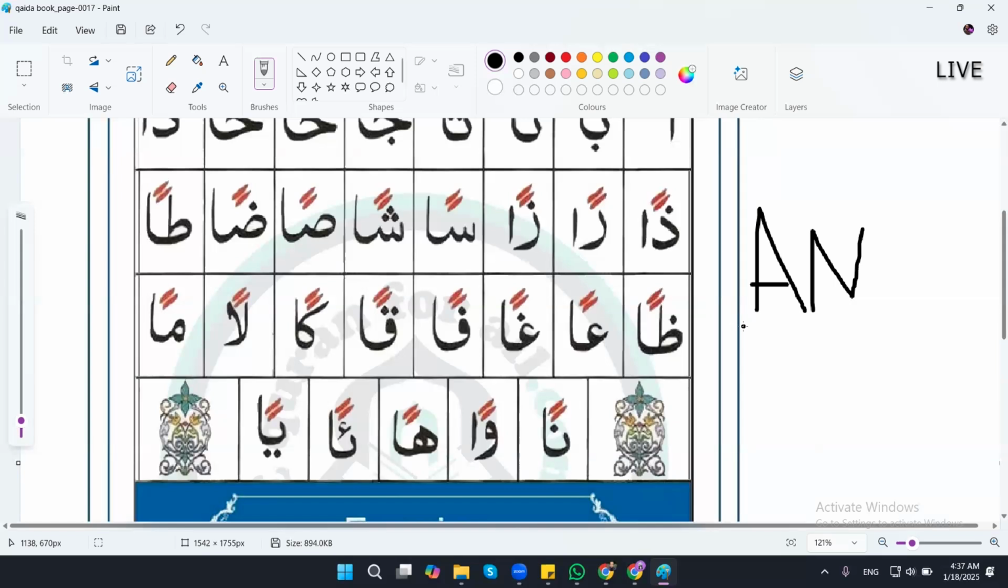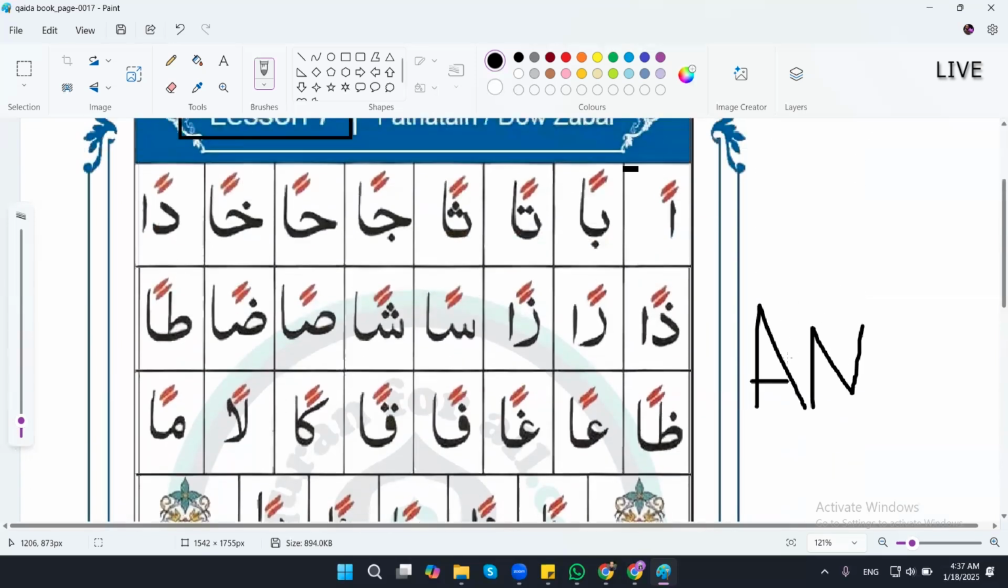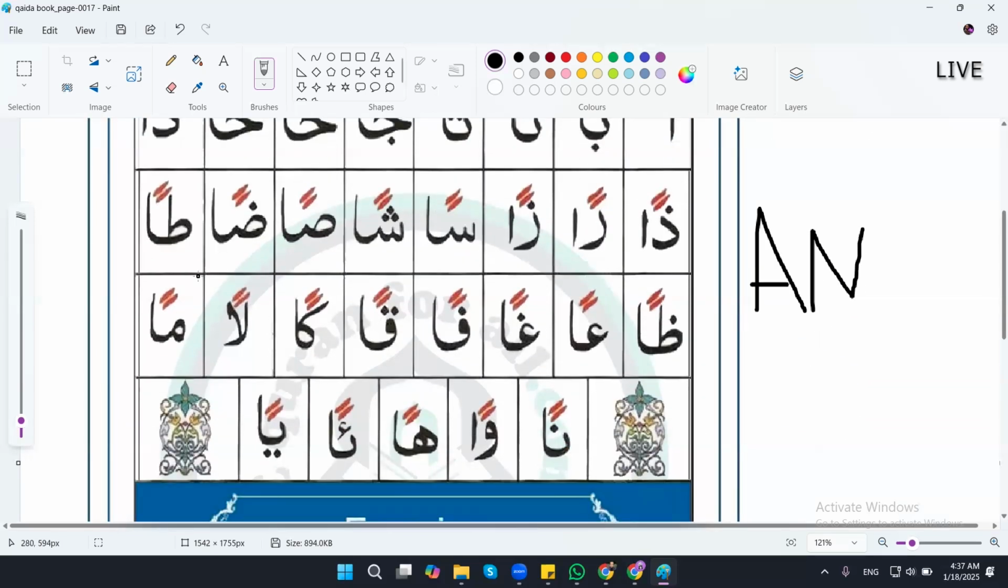Now, whenever any letter has double fatha, we do the same as we did in previous lessons with fatha, kasra and dhamma. First of all, we pronounce the letter sound, then we pronounce the sign sound, and then we add both sounds together. Let's take the example of dod, which is a hard letter for you. The sound of dod is da.